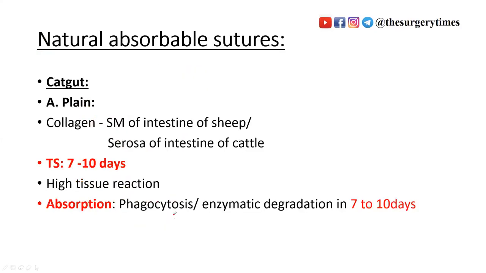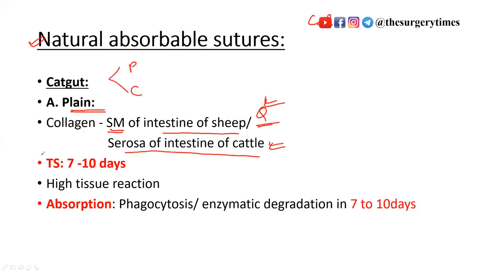Now we will discuss the sutures one by one. First is natural absorbable suture. Already we discussed, one is there, that is catgut. Catgut is of two types, one is plain, one is chromic catgut. So first is plain catgut. It came in exam many times. It is formed from the submucosa of the intestine of sheep or the serosa of the intestine of cattle. Very rarely the serosa is given, but the submucosa of the intestine of sheep came many times in exam also.